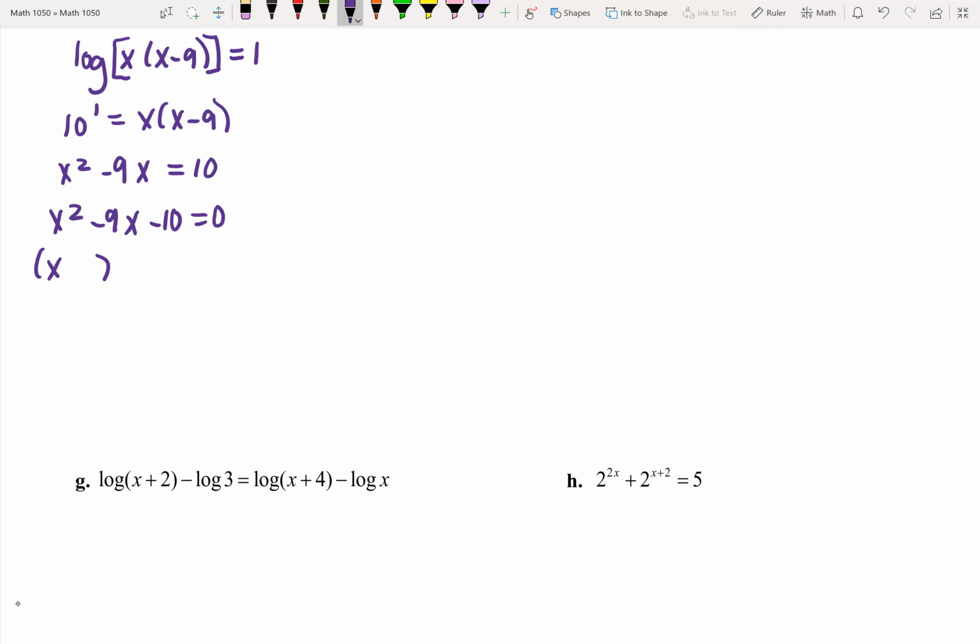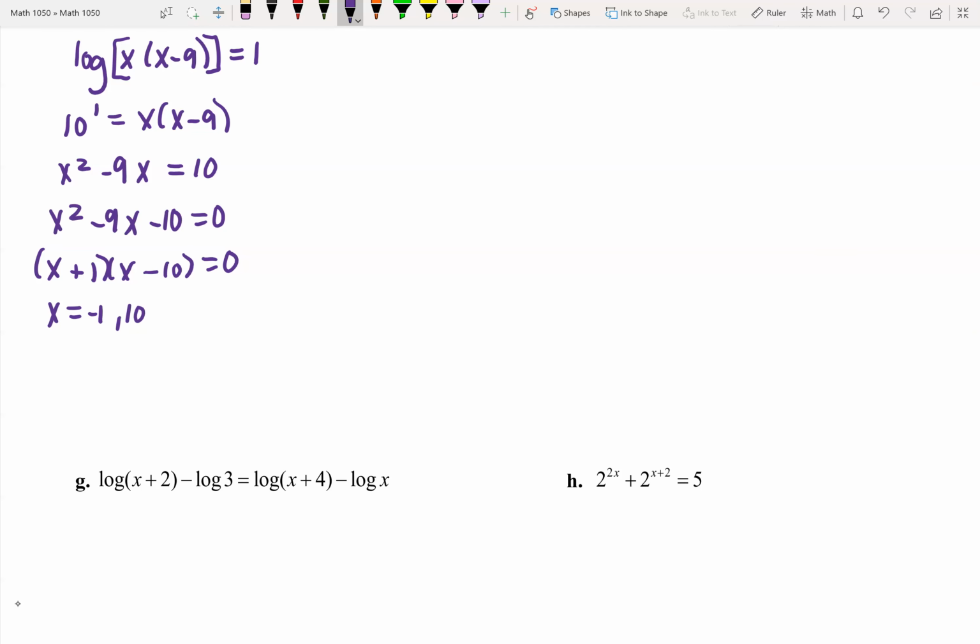Then you factor, and you get an x and an x. 10 goes to 10 and 1. Signs are different. Biggest is the negative. Looks like that. So I have 2 answers. They are -1 and +10.